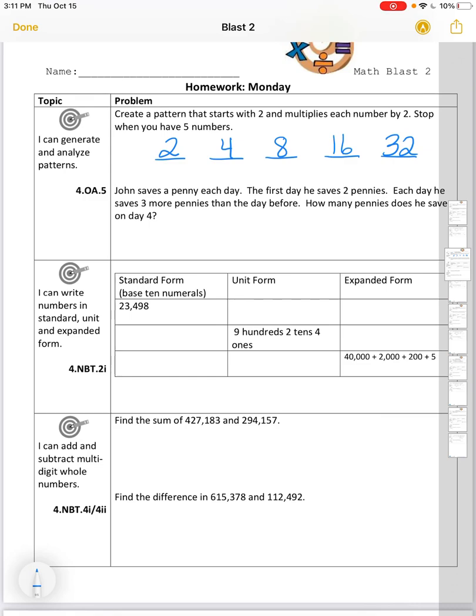John saves a penny each day. The first day he saves 2 pennies. Each day he saves 3 more pennies than the day before. How many pennies does he save on day 4? So I'm going to note 4 spaces here for the 4 days. This would be day 4.